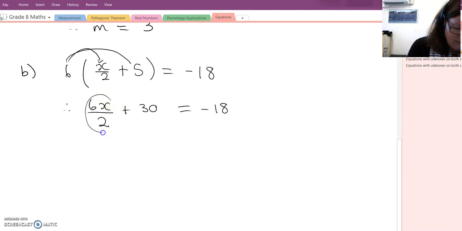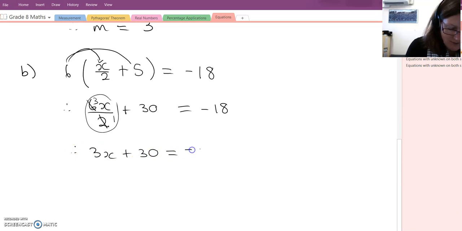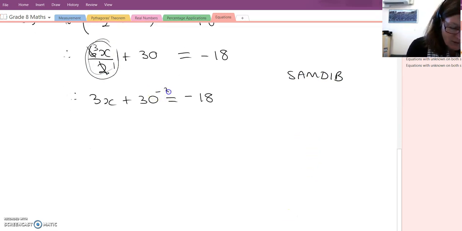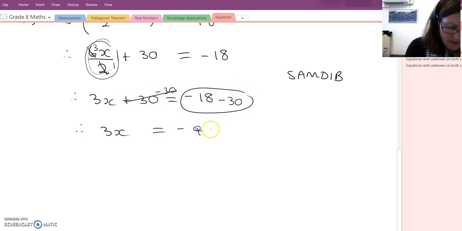If I look at this, I can change that or cancel that. How many times does 2 go into itself? Once. How many times does 2 go into 6? It's 3. So now I've got 3x plus 30 equals negative 18. So that 3x looks a lot easier to deal with than 6x over 2. Remembering my SAMDIB, so I need to do addition and subtractions first. Subtract 30, cancels. So I've got 3x, combining my like terms, equals negative 48.